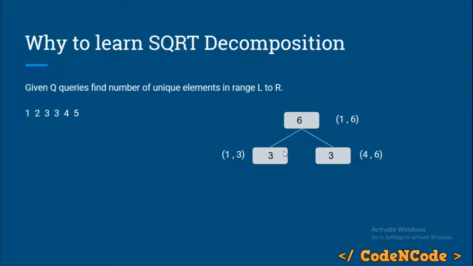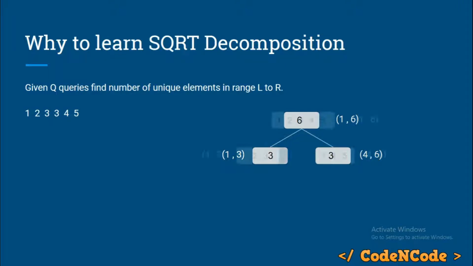And why is this happening? Because there is some intersection between these two which we have to remove, and that is why it is not a good idea to store the number of unique elements from L to R in each node.